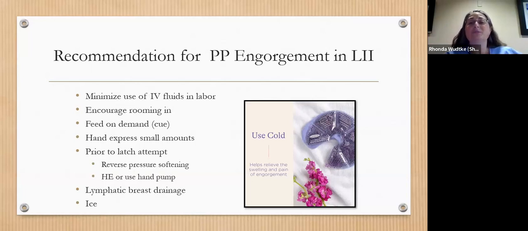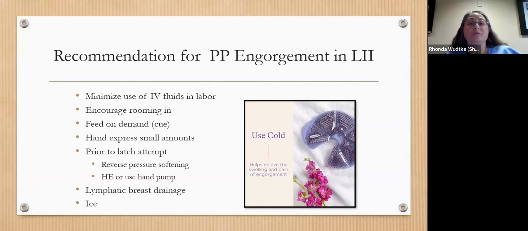Encourage rooming in, because we really want babies to be feeding on cue. The protocol uses the term feeding on demand. I choose to use feeding on cue because when I hear demand, that's like I'm demanding something. So in baby language, demand would be crying, right? We don't want babies waiting until they're crying, because that can make latching more difficult. It can also make it more uncomfortable for the parent.